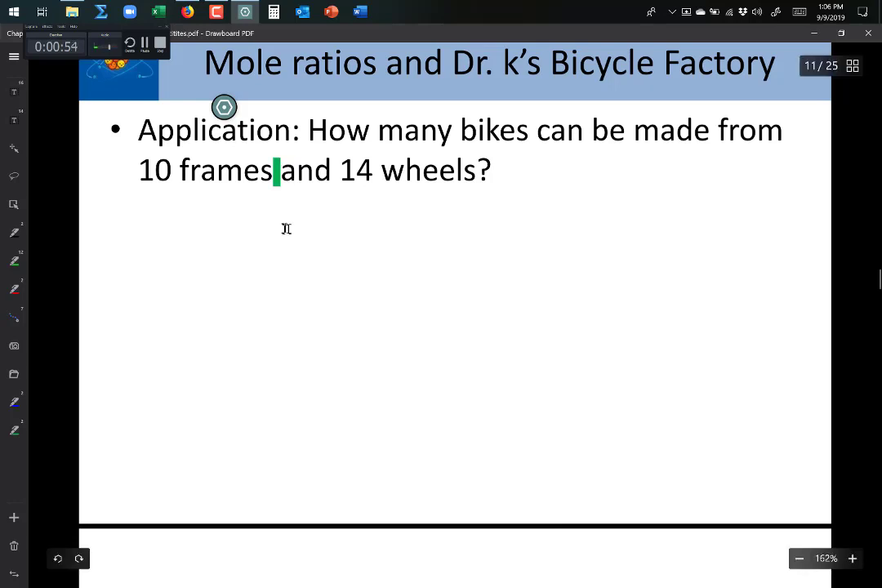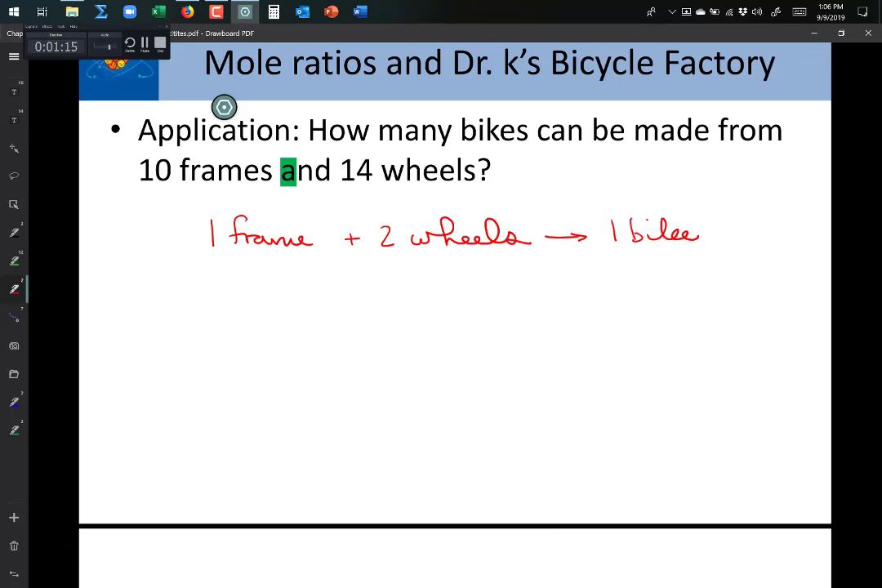So I'll have one frame and two wheels, and that makes one bike. So that's my balanced equation. The one, the two, and the one, those are my stoichiometric coefficients. This equation is balanced in that everything on the left shows up on the right-hand side. I could do it with pictures, a little picture of a frame and wheels, but I'm not good at that. I can barely write, so we'll stick with this.